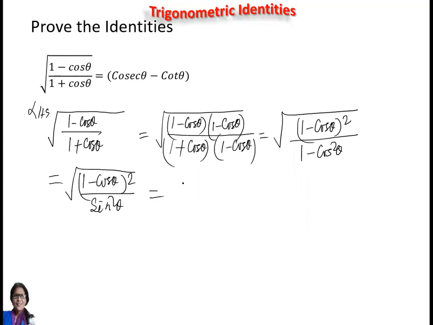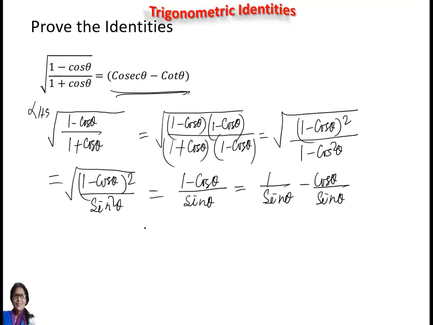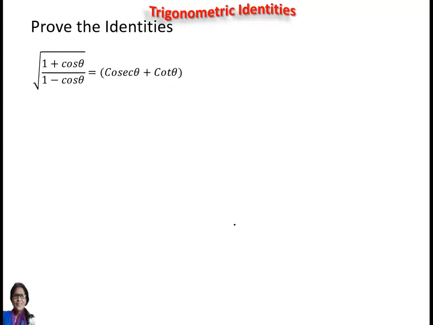I'll take the square root. In the numerator I am getting 1 minus cos theta, and in denominator sin theta. Again I'll make it 2 because there are two terms: 1 by sin theta minus cos theta by sin theta. 1 by sin theta is equal to cosec theta, and this is equal to cot theta, which is equal to RHS, hence proved. So I hope you can do it yourself. This is your homework to do yourself.